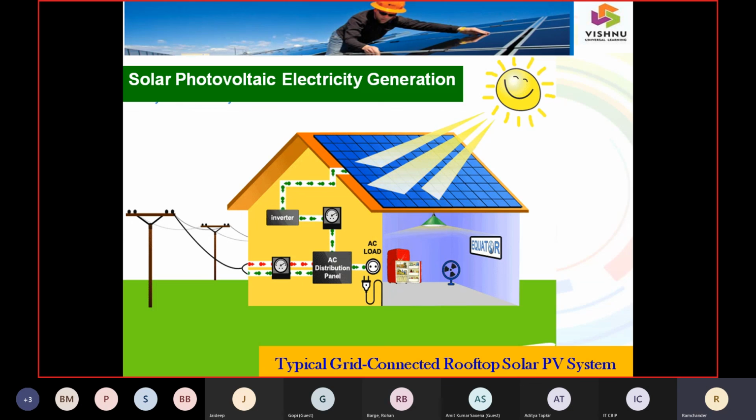This is the rooftop concept particularly. Commercially, captive consumption will not be there, so complete power is exported to the grid. This is just to understand.